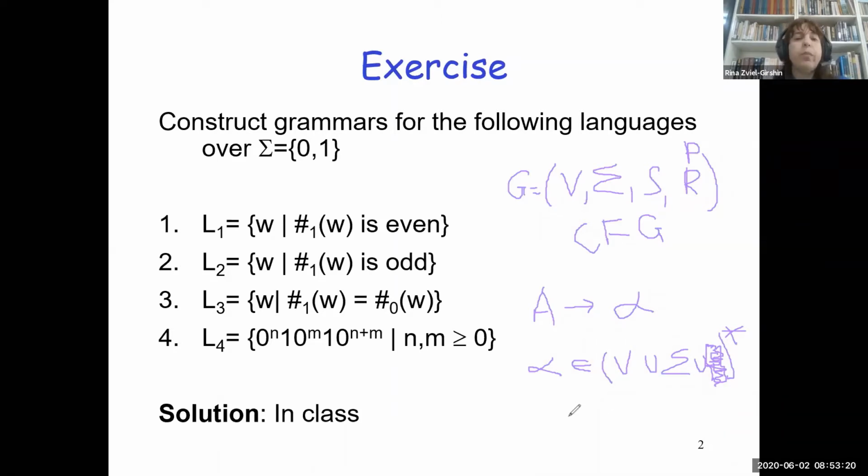So now you will have to design grammars for the languages that we see here. We will solve these questions language after language. Once again, I will define the language and I will give you some time to try to solve the question, and then we will solve it together. So our first language is all words w where the number of ones in w is even. Please try to define the grammar for this language.